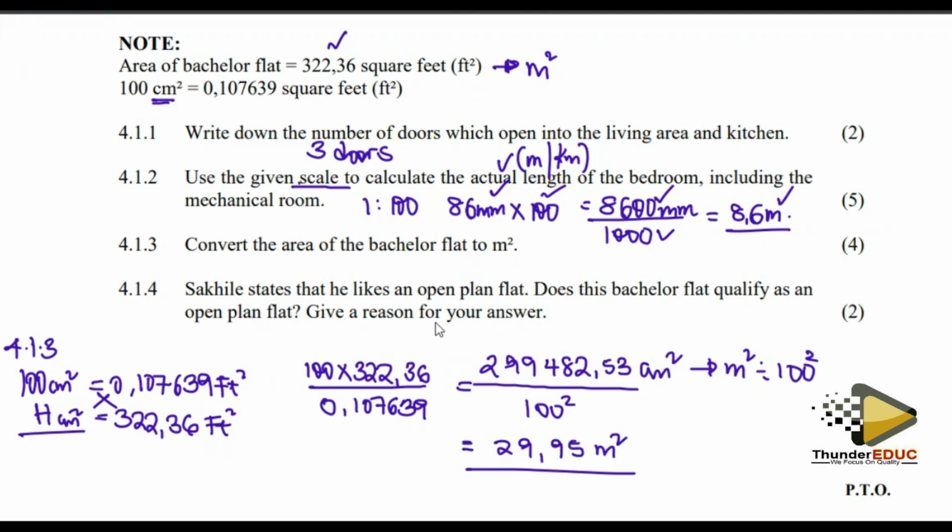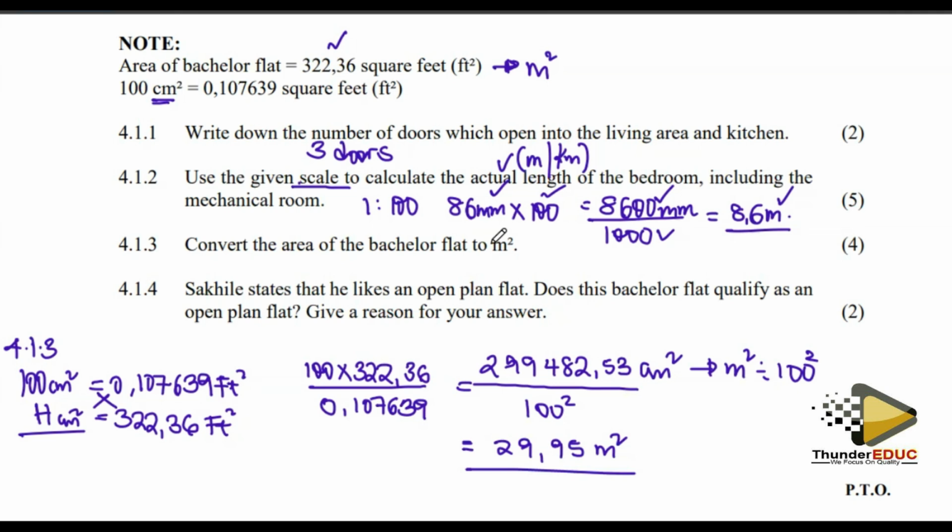All right, we look at 4.1.4. This is a question, and it says, Takeda states that he likes an open plan flat. Does this bachelor flat qualify as an open plan flat? Give a reason for your answer. An open plan flat is a kind of flat whereby there are no walls. What do I mean by walls? There are no walls that separate the living room from the kitchen. Whoever is in the kitchen can see whatever is happening in the living room, and whoever is in the living room, you can see what's happening in the kitchen.